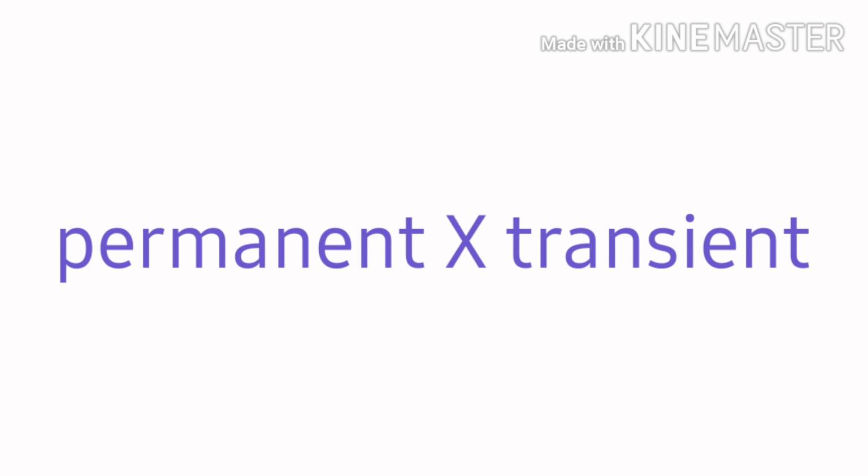Permanent and transient. Permanent, as you know, is long lasting, which is going to be there for a long time. Whereas transient is the opposite of this particular word. Transient means something that lasts only for a limited time. Hence, these two words, permanent and transient, are opposite in nature. They are known as antonyms.